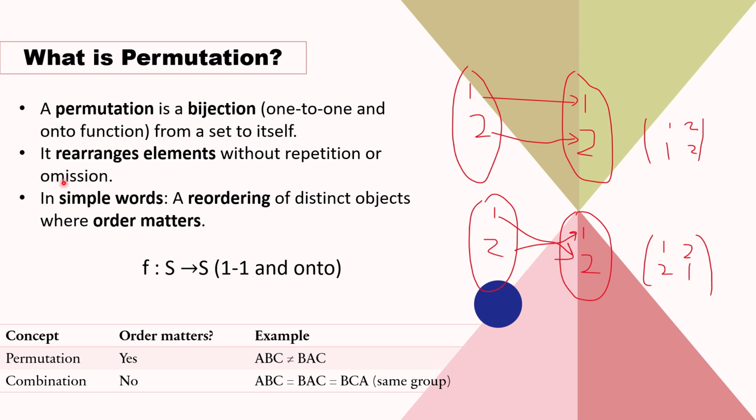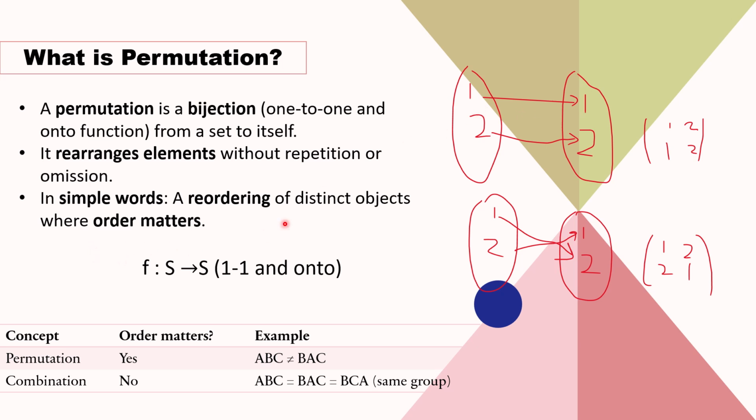And remember that in permutation, what happens is it rearranges elements without repetition or omission. So 1 2 will be rearranged to 2 1. There won't be any repetition, so you will not write 2 twice, or you won't write 1 twice. You will just write it once, because you're just rearranging. You're not adding something or reducing something, so there is no omission as well. In simple words, what you're basically doing is a reordering of distinct objects where order matters. So make sure you remember the part about the order, because order matters.